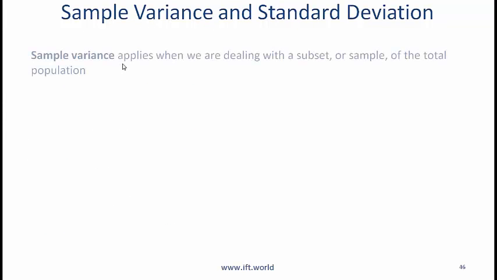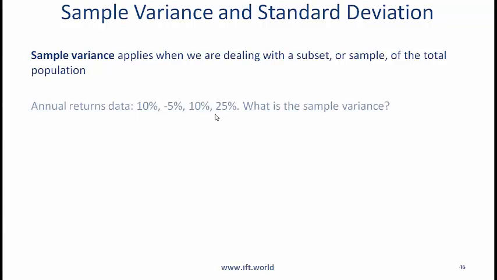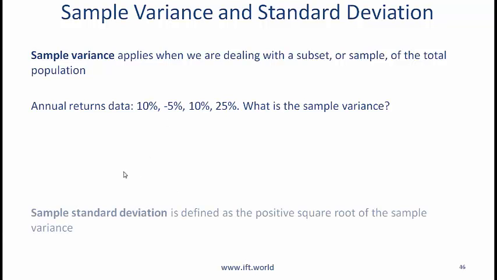The point now is that a sample variance applies when we are dealing with a subset or sample of the total population. So if your total population is defined as all stocks on a given stock exchange, and you pull out 4 stocks, the returns on those 4 stocks now represent a sample, and the mechanism that we use to calculate the variance is slightly different.